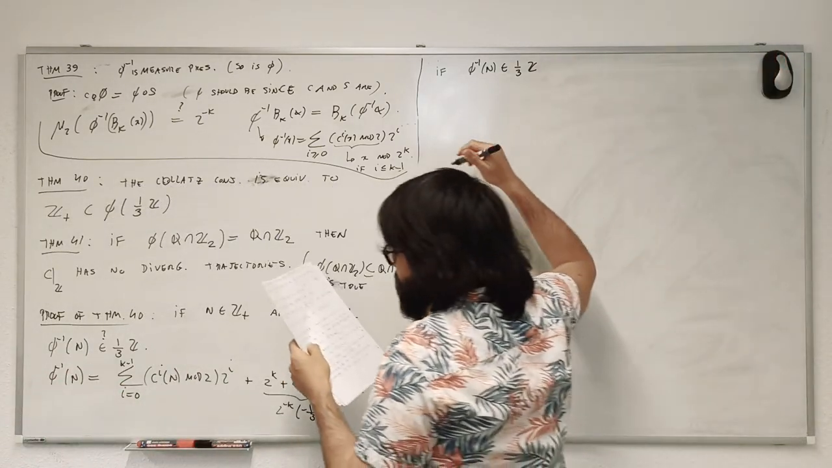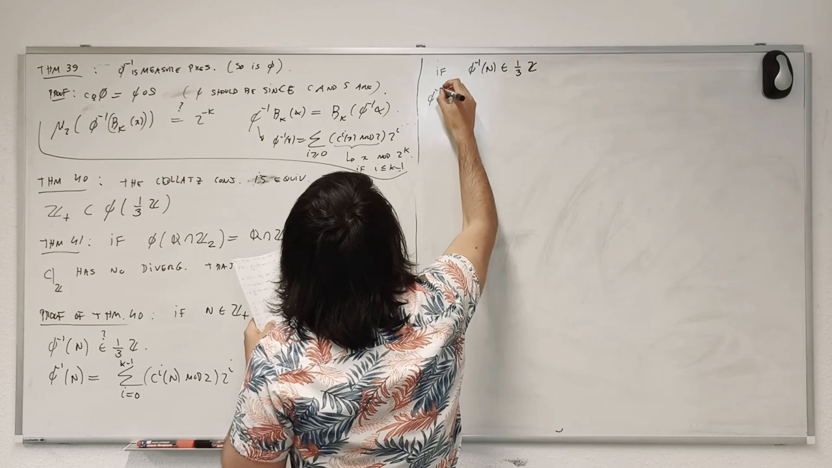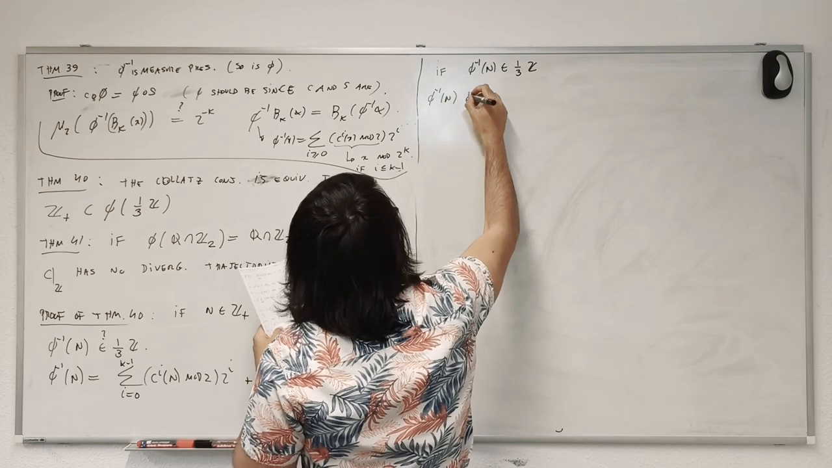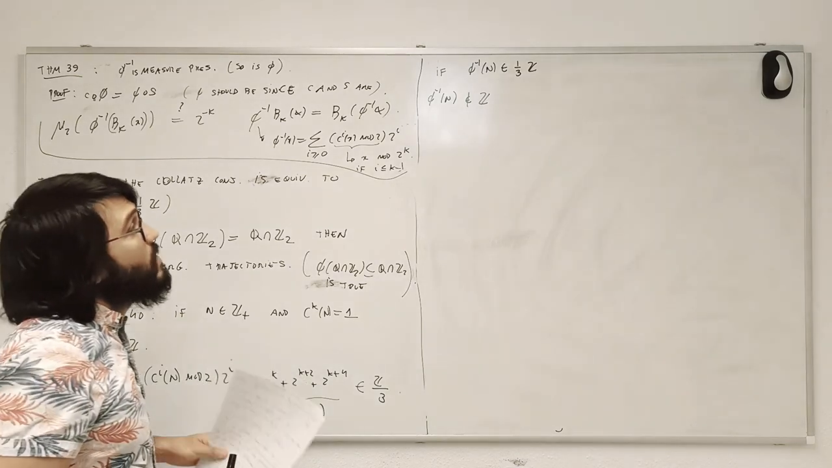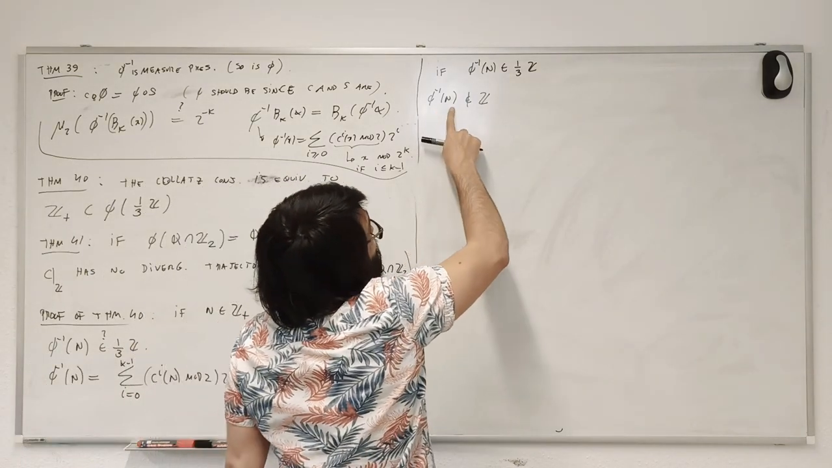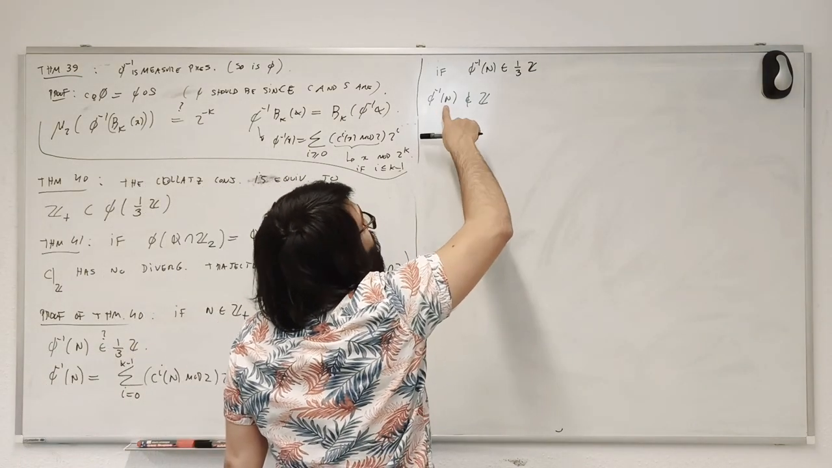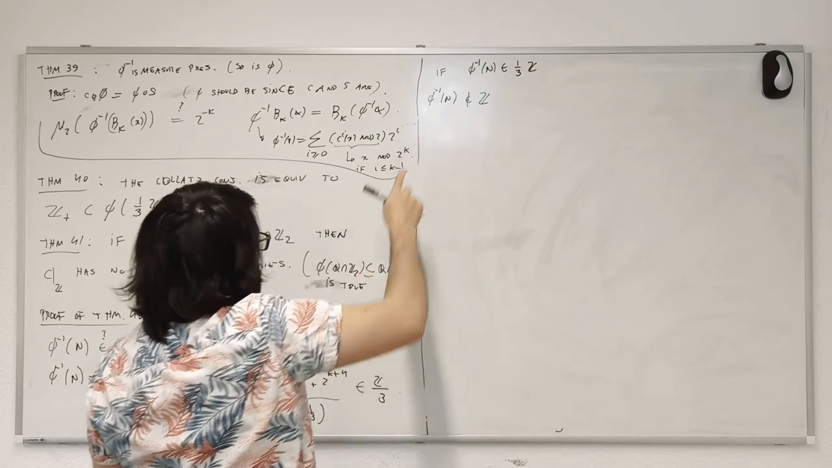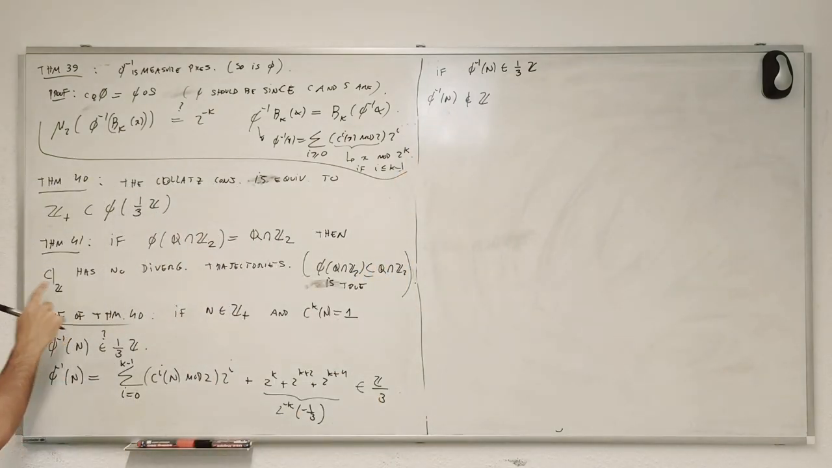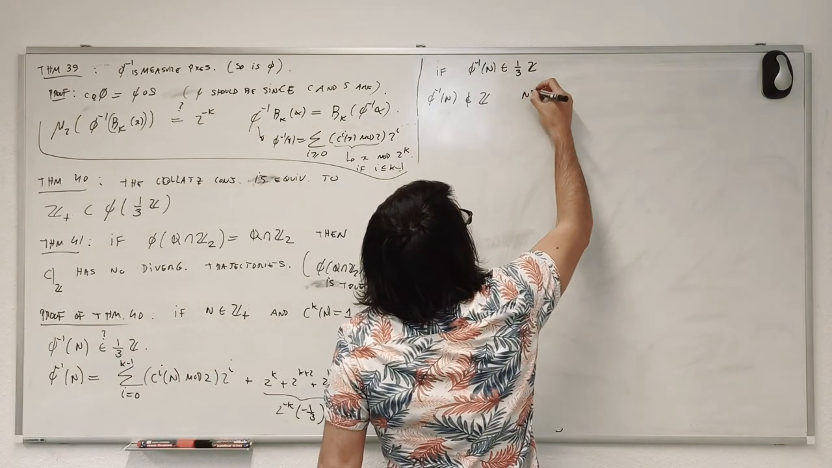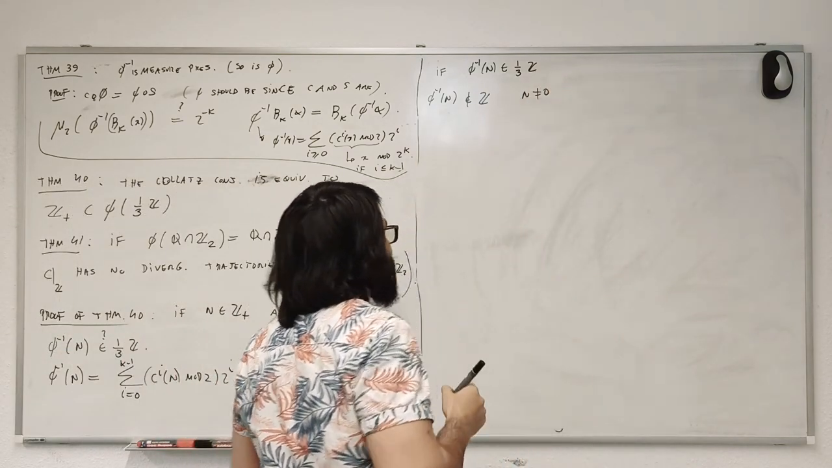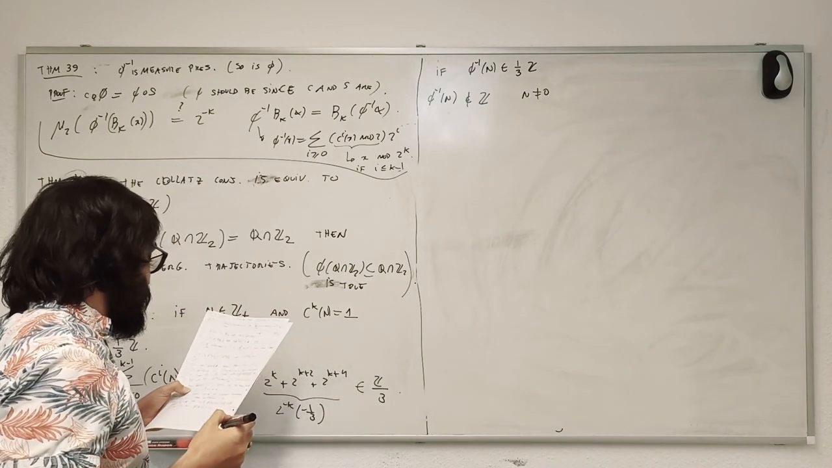So the first claim is that phi minus 1 of n is not an integer. Why? Because if this was 0, for instance, then n would be 0. But n is a positive integer, which is not the case. So n is not 0. What else?